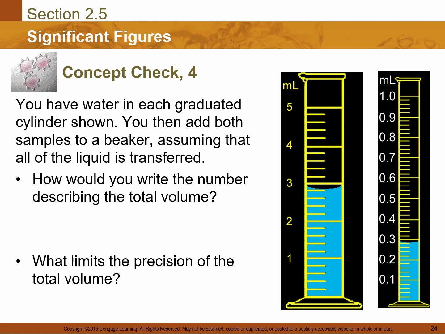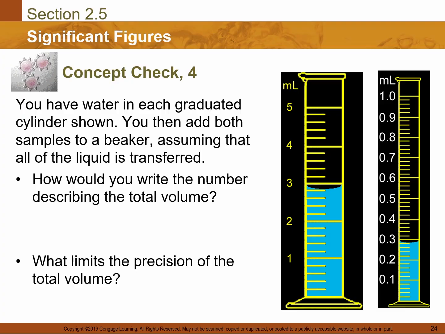Concept check 4. You have 2 graduated cylinders. One cylinder can read to the 10th place, and one reads to the 100th place. We will add them, and the first cylinder limits the precision on the second one, right? Or does it? Let's check.